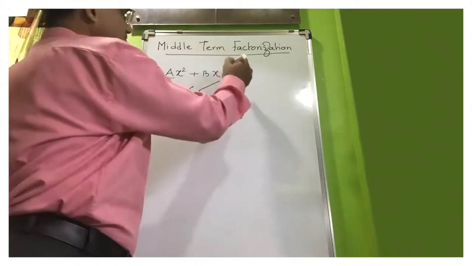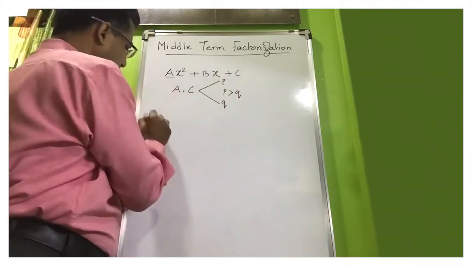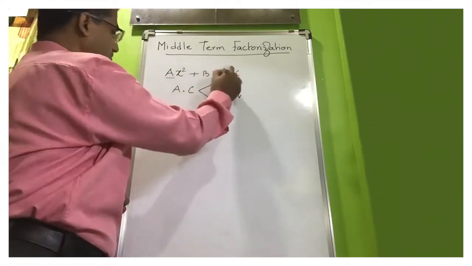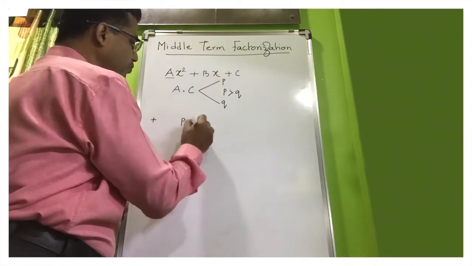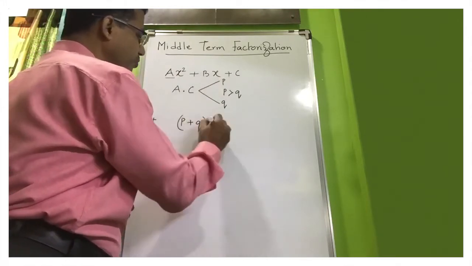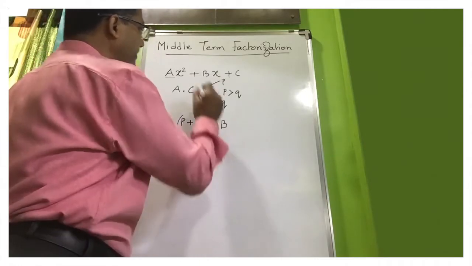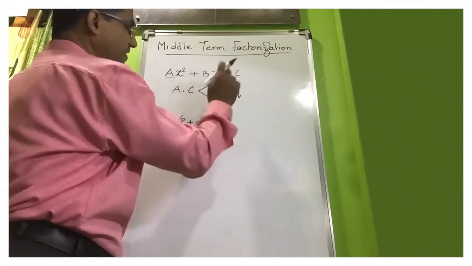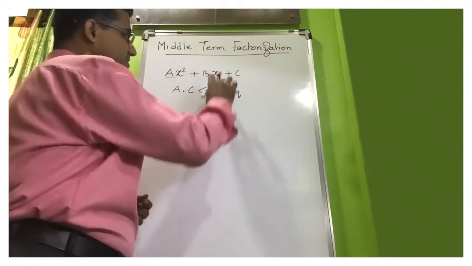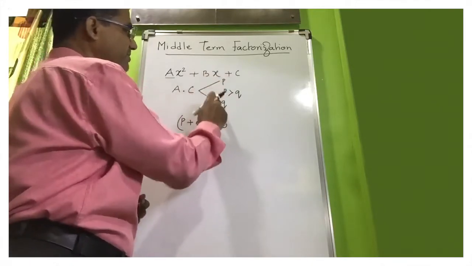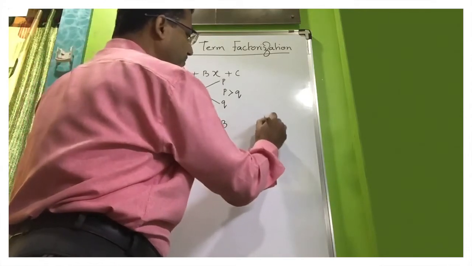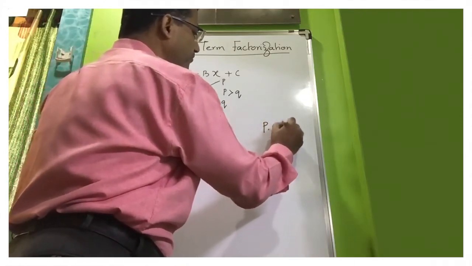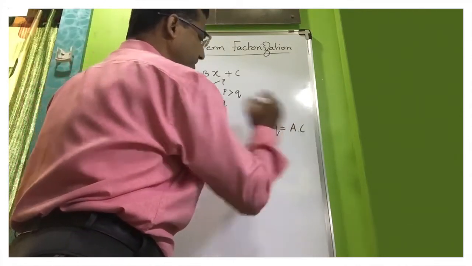Now then you see this sign. If this sign is plus before the constant, then what do? The sum of the two factors should be equal to the middle term, that is B. And since we have taken the factors from the product itself, the product of P into Q will always be equal to AC.